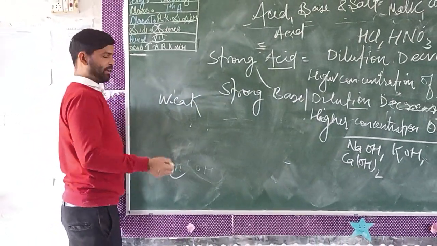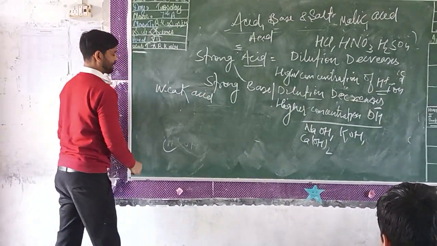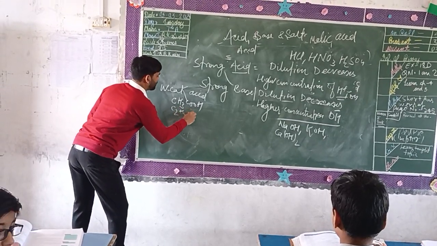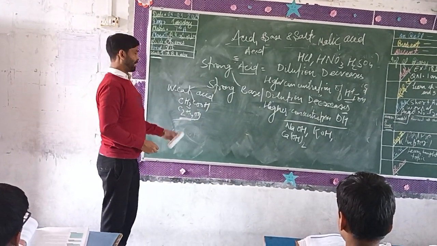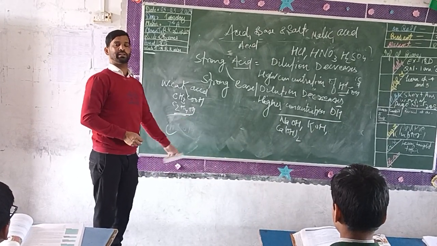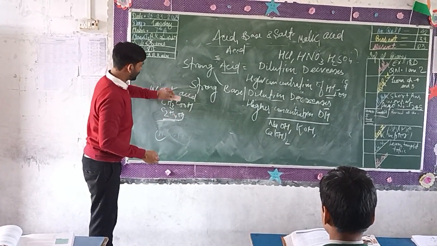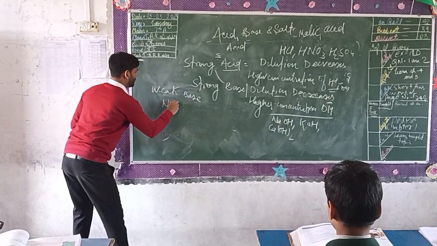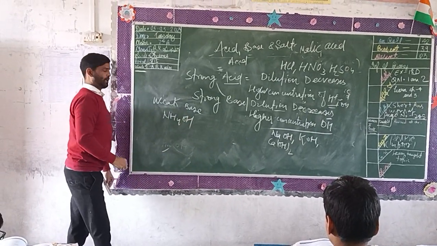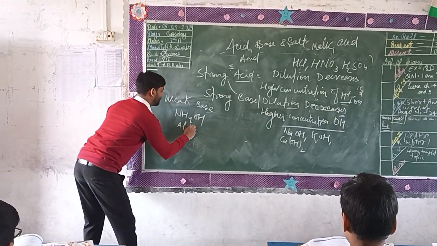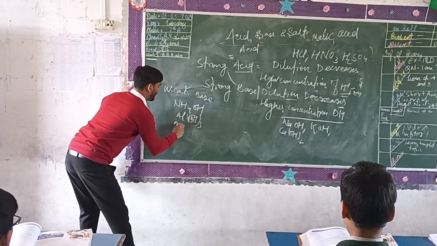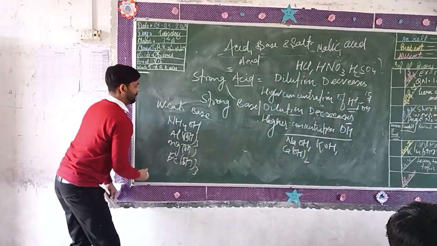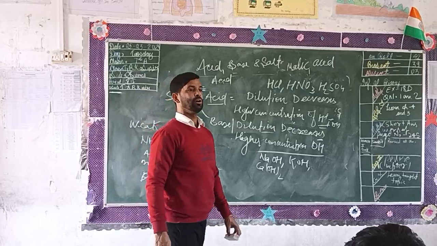So what are examples of weak acids? Examples of weak acids are CH3COOH, malic acid, oxalic acid, citric acid, whatever these acids are. What are weak bases? Weak bases are ammonium hydroxide, aluminum hydroxide, magnesium hydroxide, ferric hydroxide. These are all examples of weak bases.